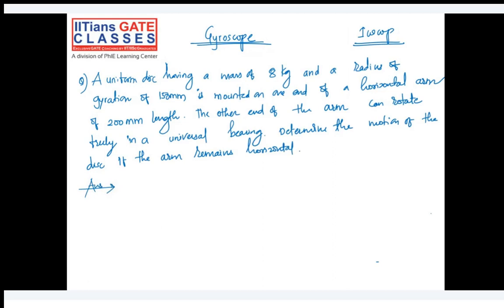So they have given a disk of mass equal to 8 kg. The radius of gyration is given to you, that is k is 150 millimeter. That is mounted on one end of the horizontal arm. The arm length is also given, which is 0.2 meters, which can rotate freely in a universal bearing. Determine the motion of the disk if the arm remains horizontal.